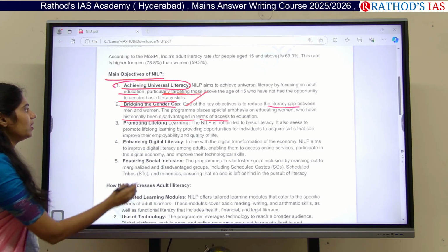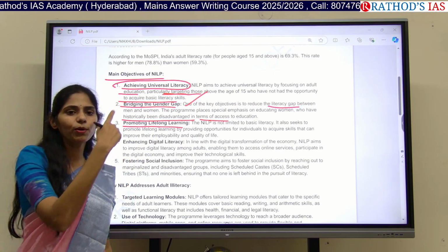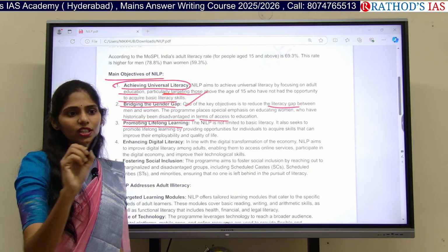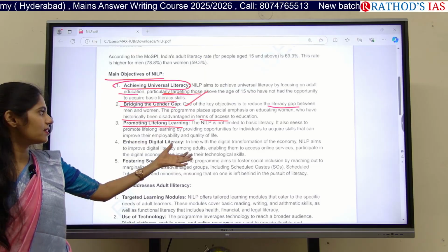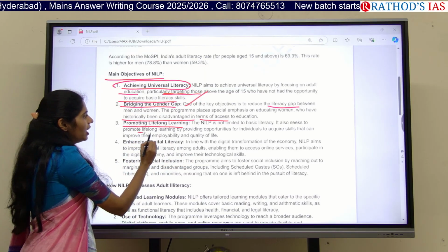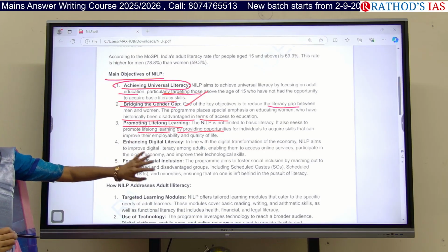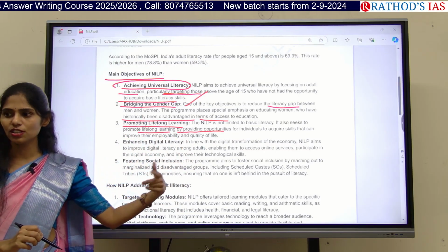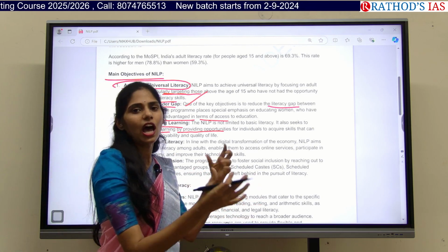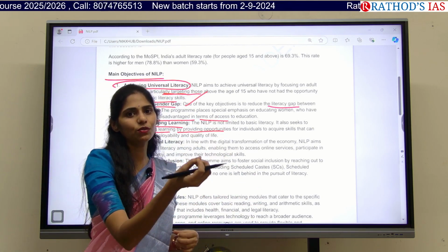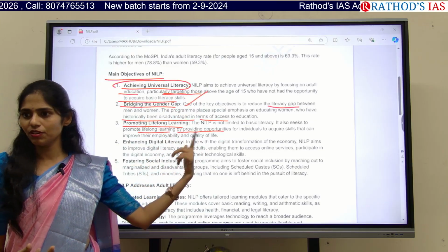And the third important one is we have to promote lifelong learning. That is one of the important features, that is continuing learning. So we are focusing on not only basic literacy, but we are also promoting lifelong learning by providing opportunities for individuals to acquire skills that come under vocational training as well as critical skills. Not only basic education, after getting basic education, we are providing the skills that they require for life. Are you connecting the points from the features?